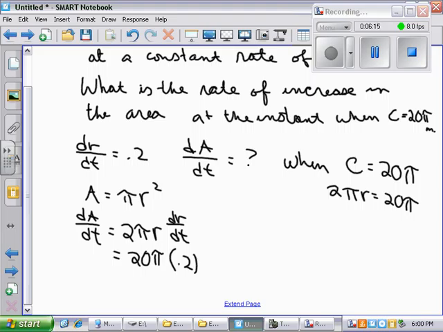And we're going to leave our answer in terms of pi because they did. So we need to multiply 20 by 0.2. So 1/5 of 20 is 4 pi meters per second. Is that another C? Yeah, that is another C. So the answer is always C.